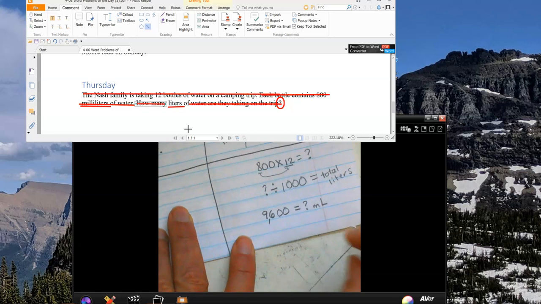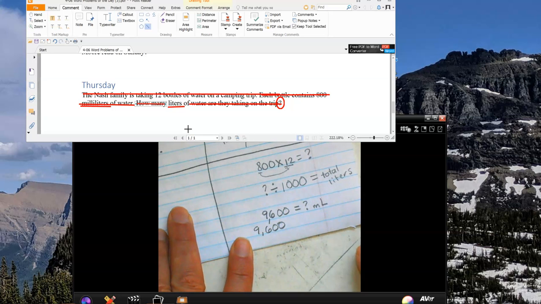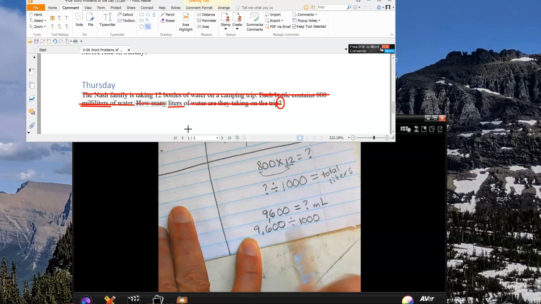Now the next thing I want to do is take that 9,600, and I probably should be writing this over on my work side because I'm going to run out of space over here, but I think I will be okay. So 9,600 divided by 1,000 will get me my total liters. Now the one thing that's nice about this is I can use some mental math. I know that when I am dividing, I can move the decimal over to the left the same number of zeros that I have in 1,000.